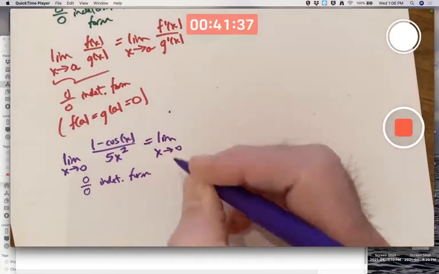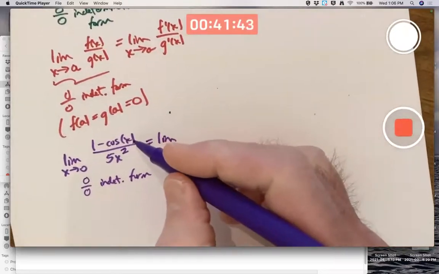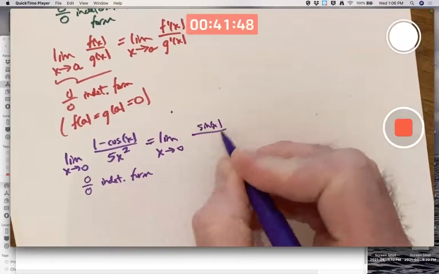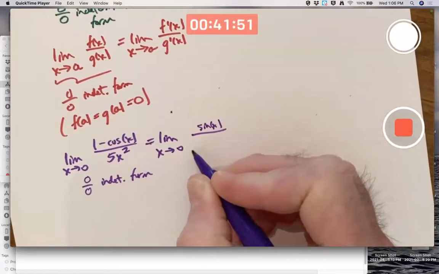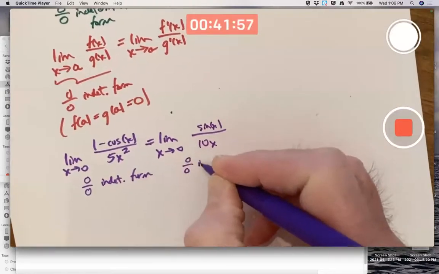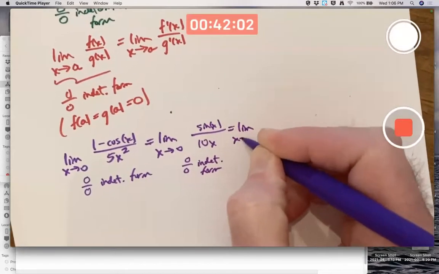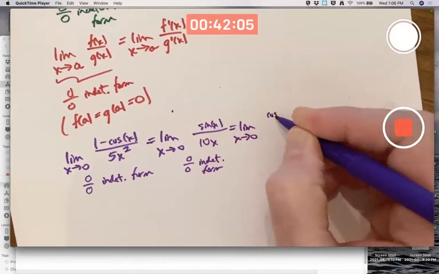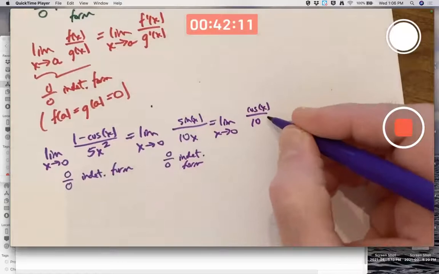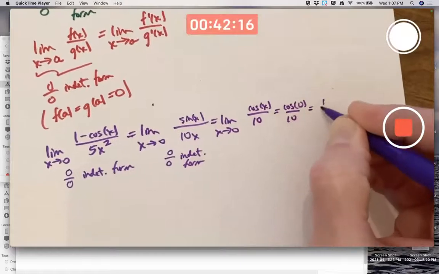So I differentiate the top and the bottom individually. It's not the quotient rule. The derivative of 1 minus cos x is sine x, right? Because the derivative of cosine is negative sine. And the derivative of the bottom is 10x. Hey, that's another 0 over 0 indeterminate form. Use L'Hopital's rule again. Now you've got something that's not a 0 over 0. This is continuous everywhere. The answer is cosine of 0 over 10, 1/10.